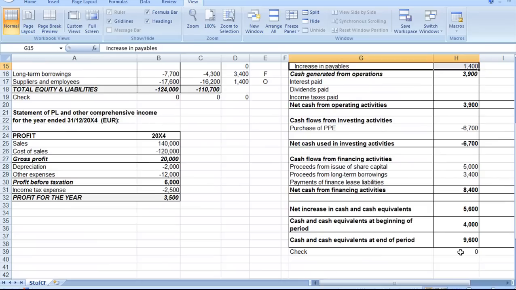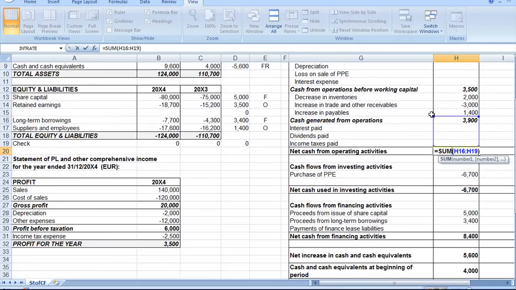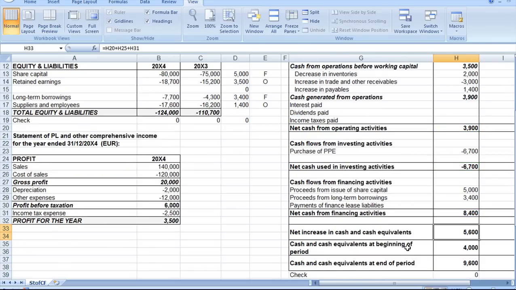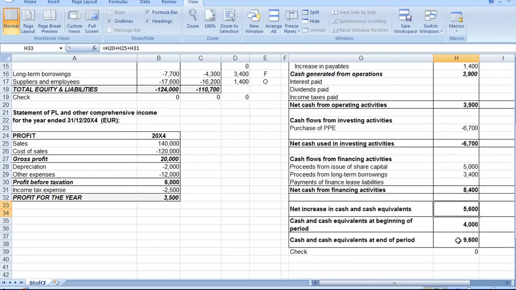We have already had some subtotals in this blank statement, so then we have calculated our net increase in cash and cash equivalents as the total of net cash from operating, investing, and financing activities. And as you can see, we are numerically okay. Our calculated net increase of 5,600 plus the beginning balance of cash of 4,000 equals the ending balance of cash of 9,600. This completes a significant basis for further cash flow preparation.